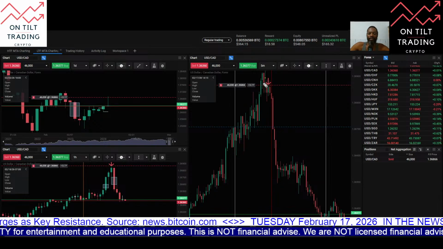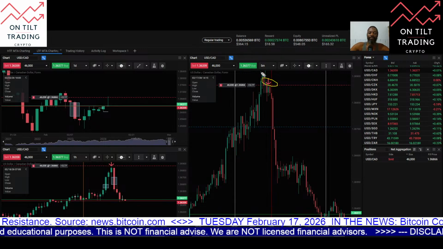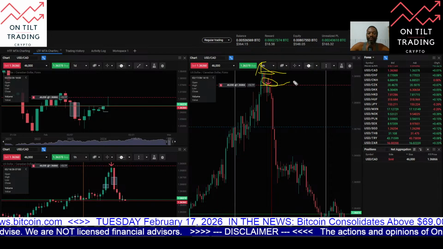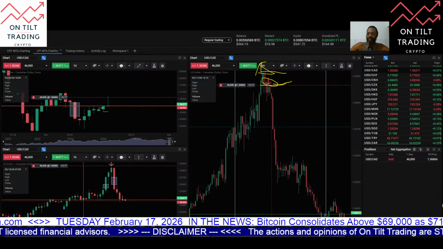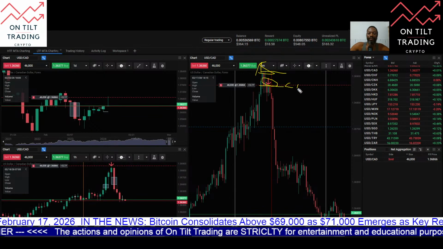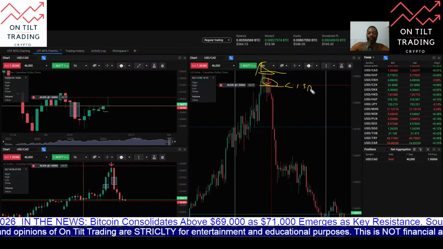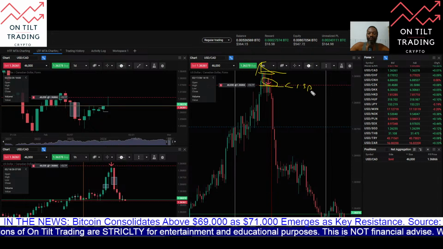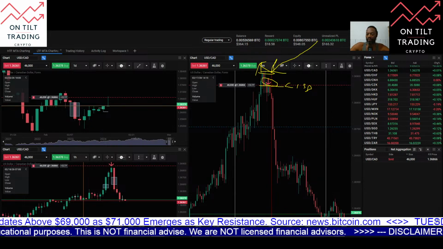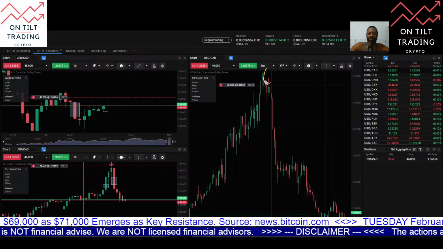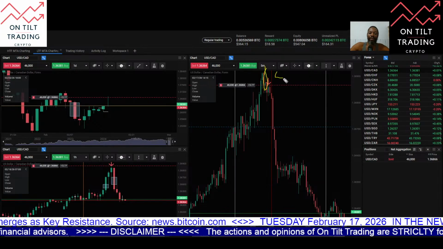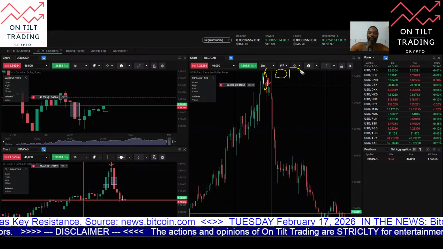I took an entry here as price swept out this buy side liquidity here, and then price closed below this level here, which is the change in the state of delivery level. When that happens, this forms an order block here. So this green candle here serves as my bearish order block right here.